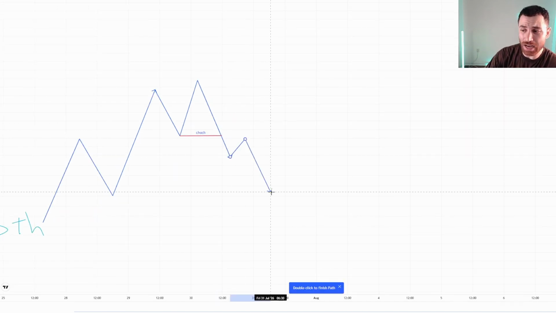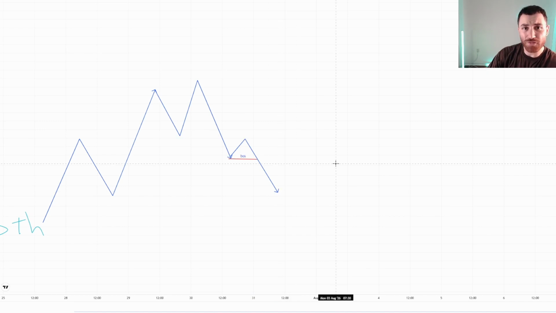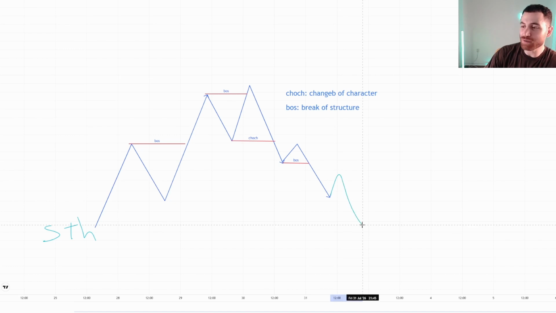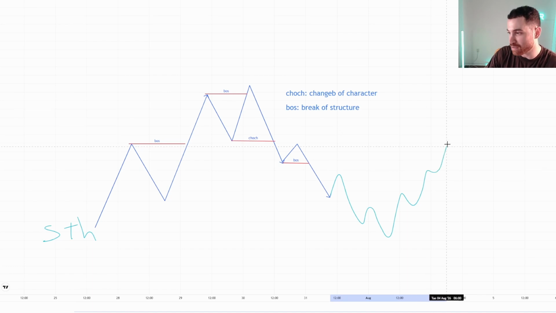But what if it goes down? Does this have a name? Of course, the name for it is break of structure, BOS. So if the price continues a movement, this is a BOS, this is a BOS, this is a change of character, this is a BOS, this is a BOS, a change of character. You see the picture, right? You're in the chart now.